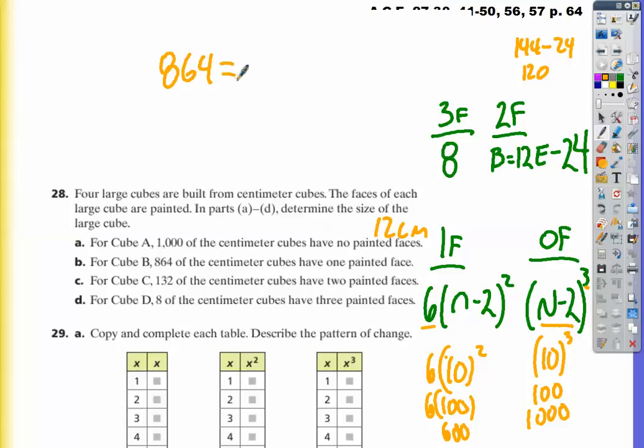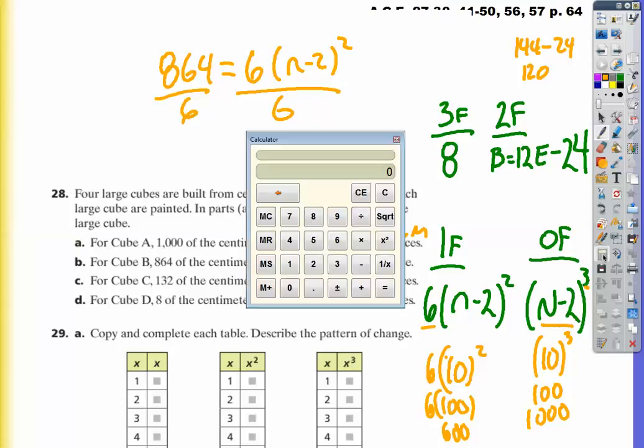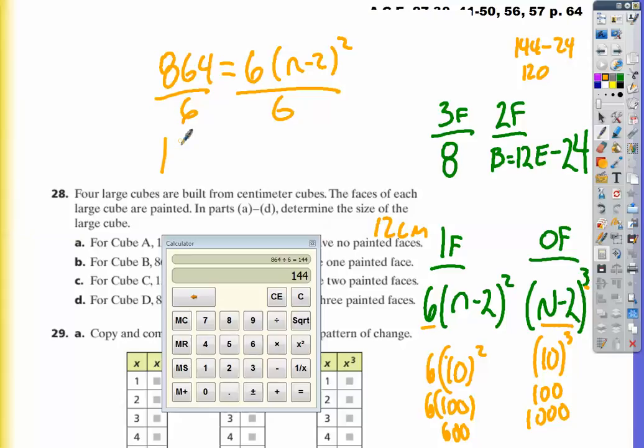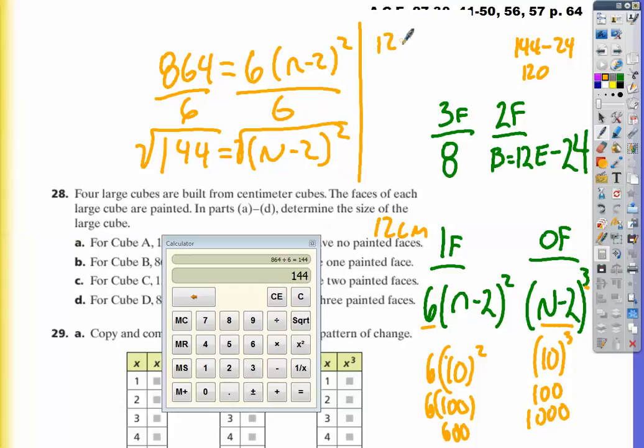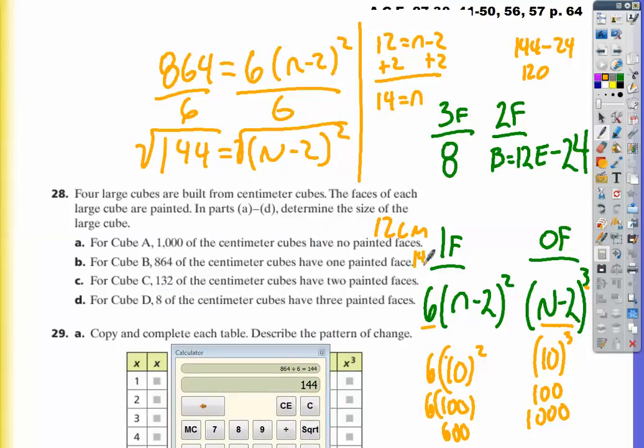So we have 864 is equal to my equation for 1 painted face, 6 times n minus 2 squared. The first thing we're going to do is divide by 6, because that is the opposite of multiplying by 6. 864 divided by 6 is 144. That's a conveniently square number, right? It is equal to n minus 2 squared. What's the opposite of squaring? Well, taking the square root. So we have 12 is equal to n minus 2, plus 2, plus 2. 14 is equal to n. So it has a side length of 14 centimeters.